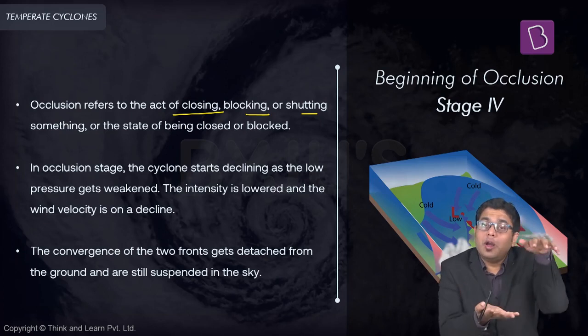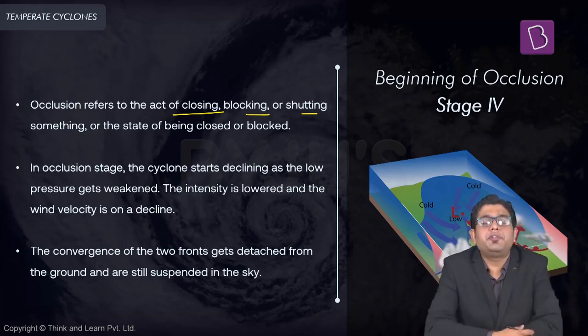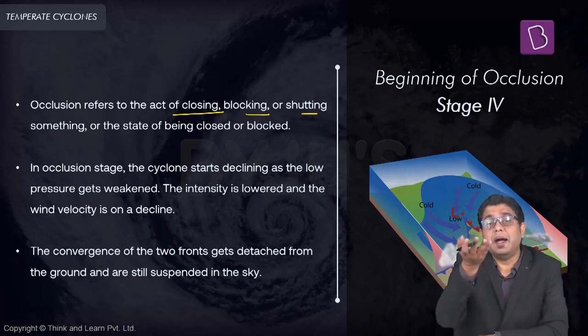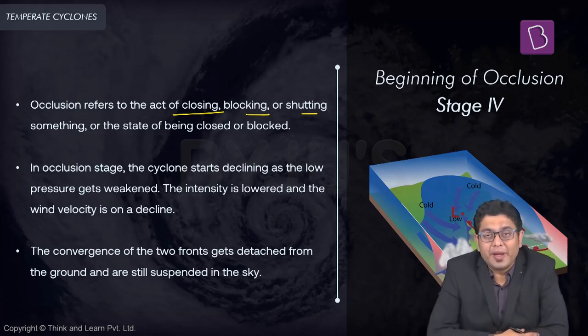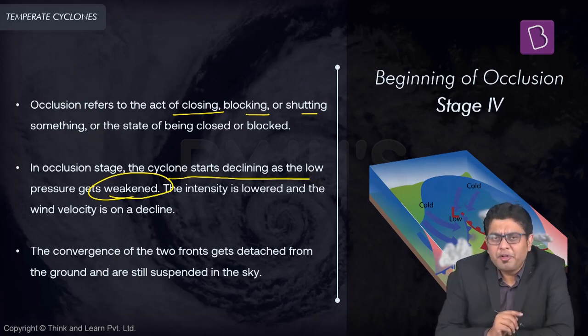That is because the colder air which hugs the ground is easily able to uplift the warmer air, which has a lower density. And also, warmer air being lighter can easily be uplifted by this wedge of cold air which is following the ground. So, in this stage, the cyclone starts declining as the low pressure eventually gets weakened. And in this stage, the wind velocity also starts reducing.